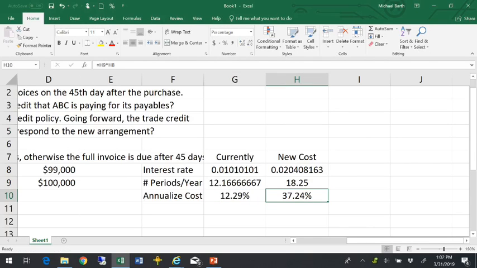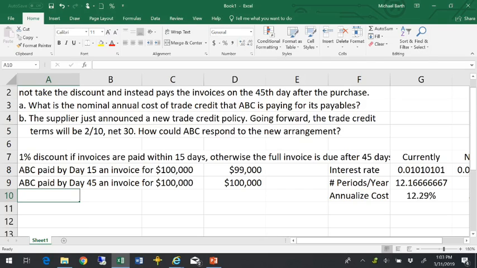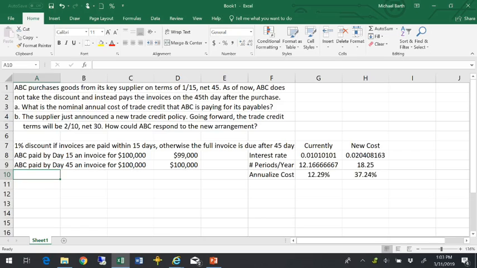If we multiply 18.25 periods per year, and each period costs you a little over 2%, the cost of trade credit just went from about 12%, roughly what you'd pay on a credit card, to 37%, roughly what you would pay on a credit card if you had really bad credit. All right, so it's in this company's interest to start taking the trade credit, and depending on how much they borrow, they can actually go to the bank and probably make an arrangement to pay, I don't know, 12%, 15%, as long as it's less than 37%.